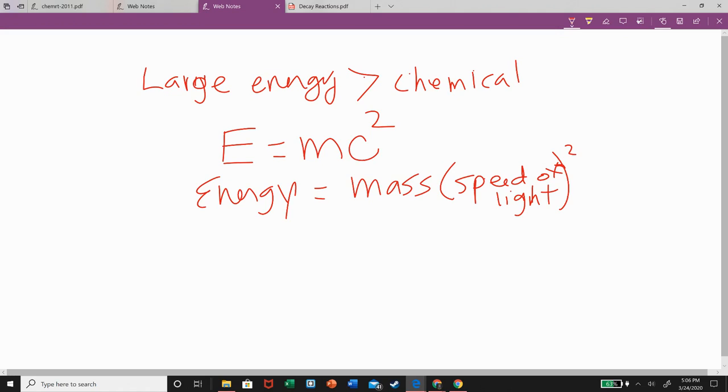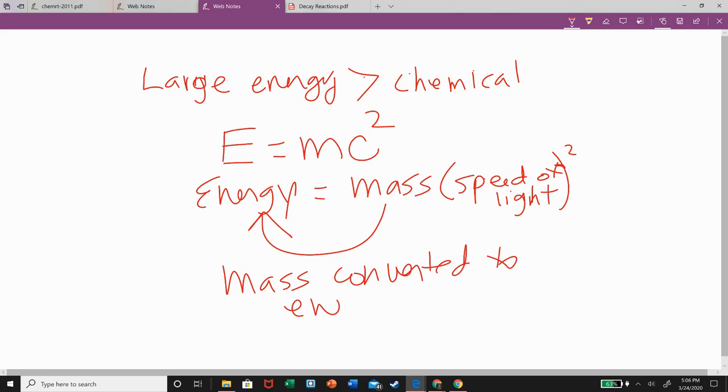So what does this mean in terms of energy? So this basically means that this mass gets converted to energy very efficiently with no carbon dioxide. So nuclear energy is a rather clean form of energy in terms of greenhouse gases.